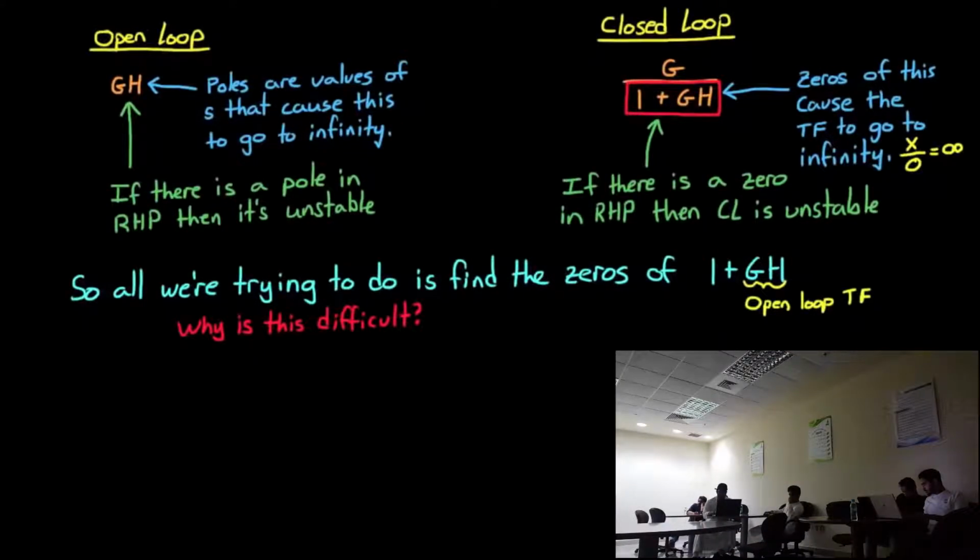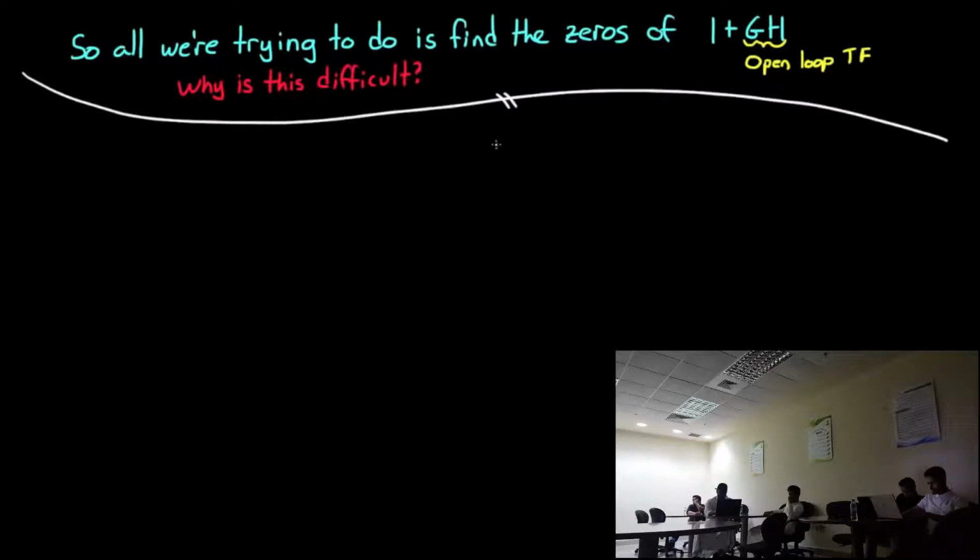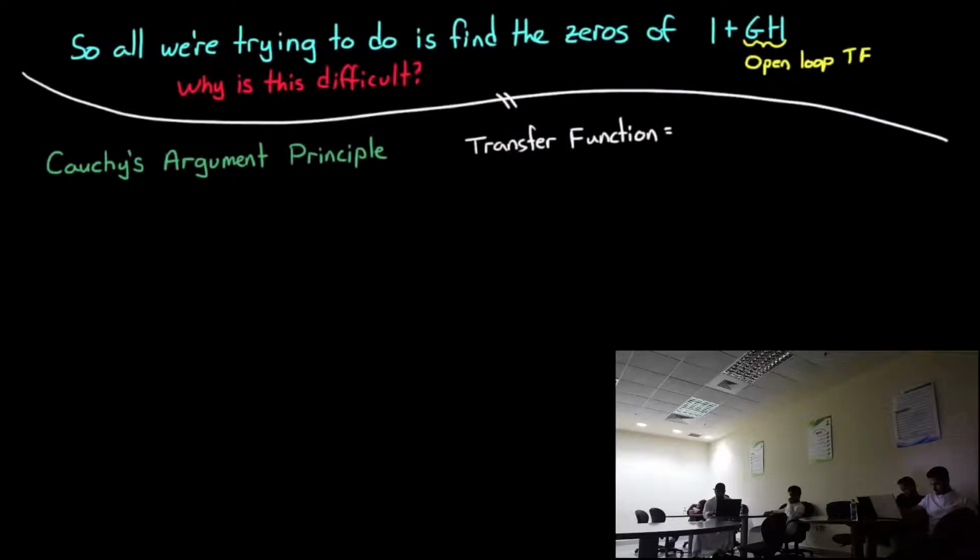Luckily, it's pretty straightforward once you know what to look for. But before I tell you that, I first want to show you how this plot is generated. And in doing so, I think reading it and determining stability will become obvious. To start, we need to discuss Cauchy's argument principle. Let's say that we have this arbitrary transfer function, s plus 2 over s plus 1.